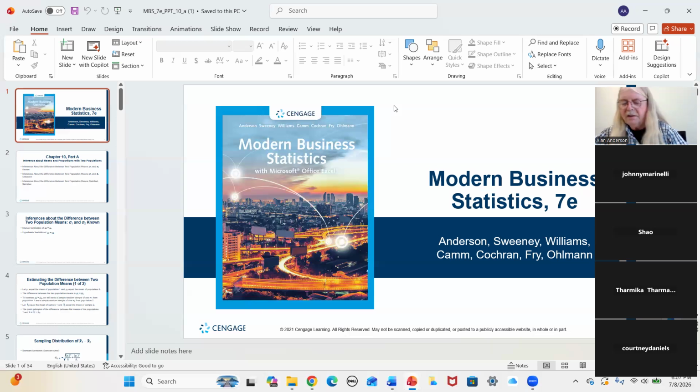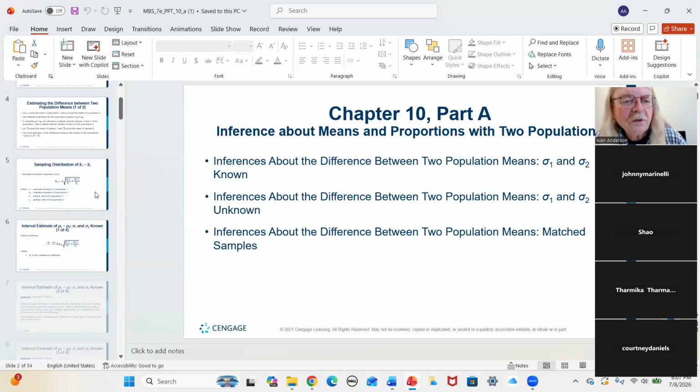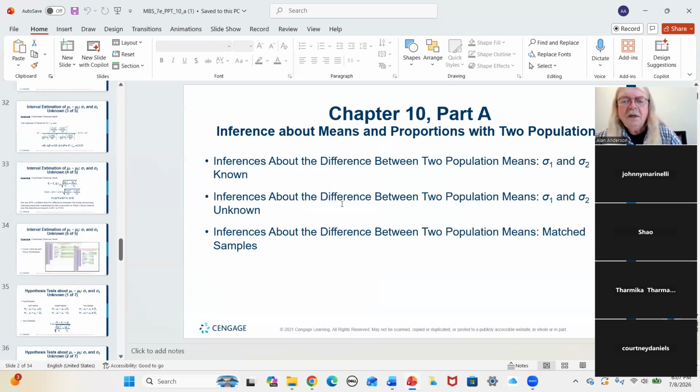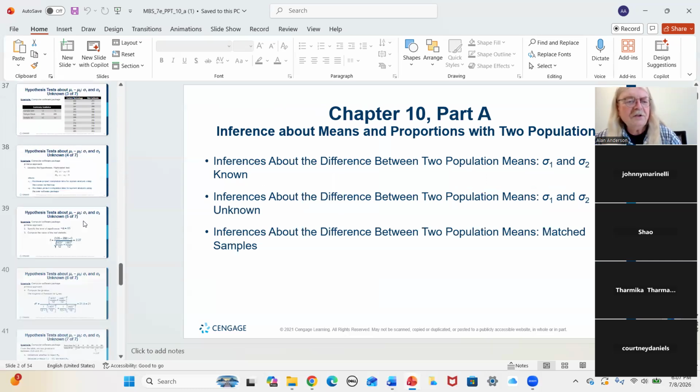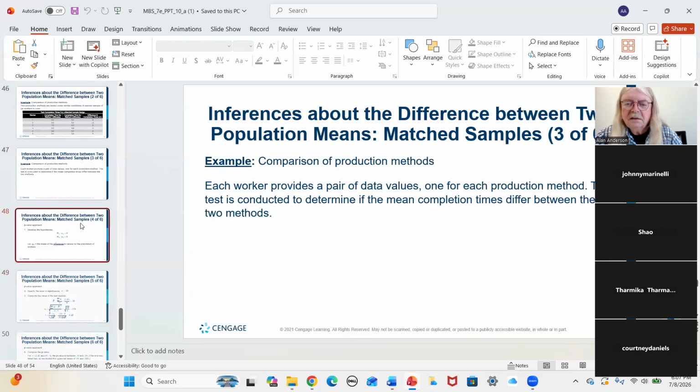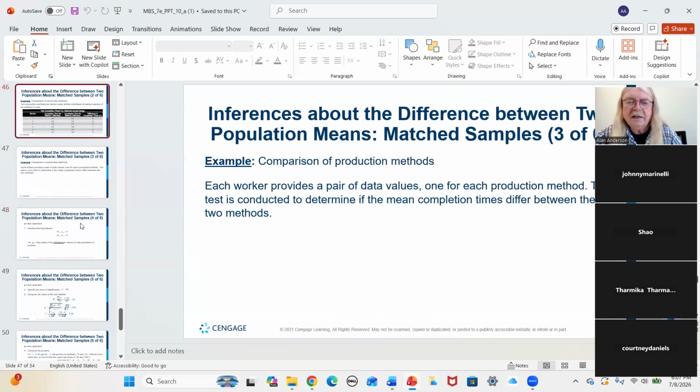Okay, all right. Anyway, let's get back to this. Let's scroll down. I don't think we actually started the problem with the matched samples. I just started to show you what it means. Yeah, here it is. Why don't we start here again?